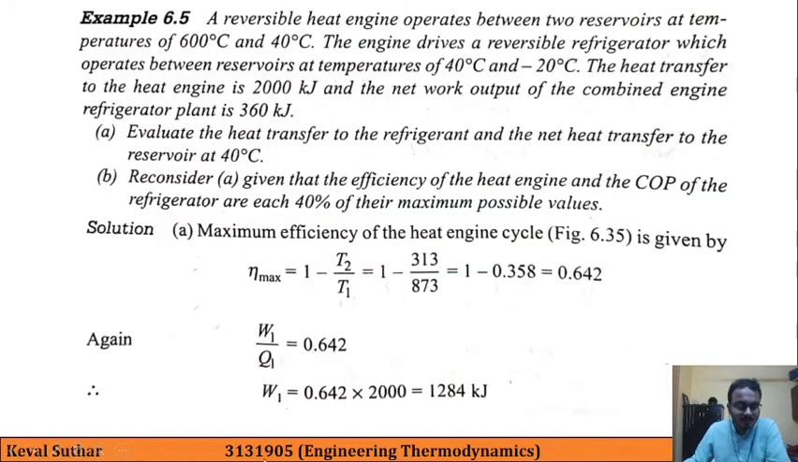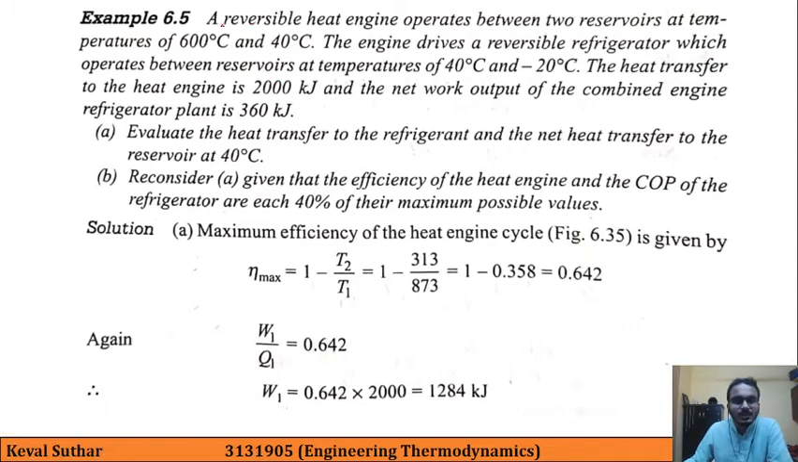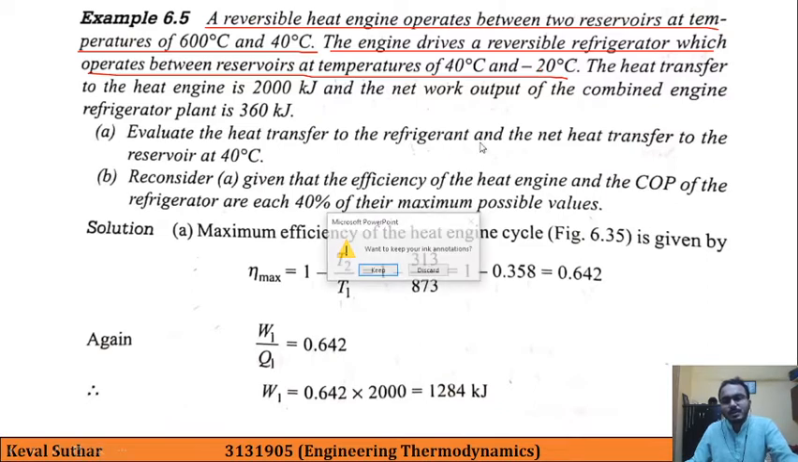First, let us understand the question. A reversible heat engine operates between two reservoirs at temperatures of 600 degrees Celsius and 40 degrees Celsius. So we are given the temperatures of the reservoirs. Now this engine drives a reversible refrigerator which operates between reservoirs at temperatures of 40 and minus 20 degrees Celsius.